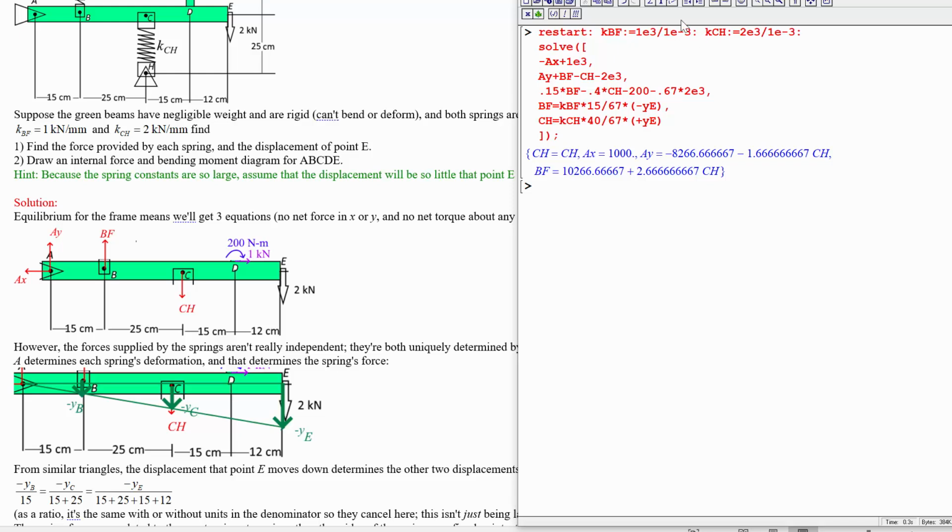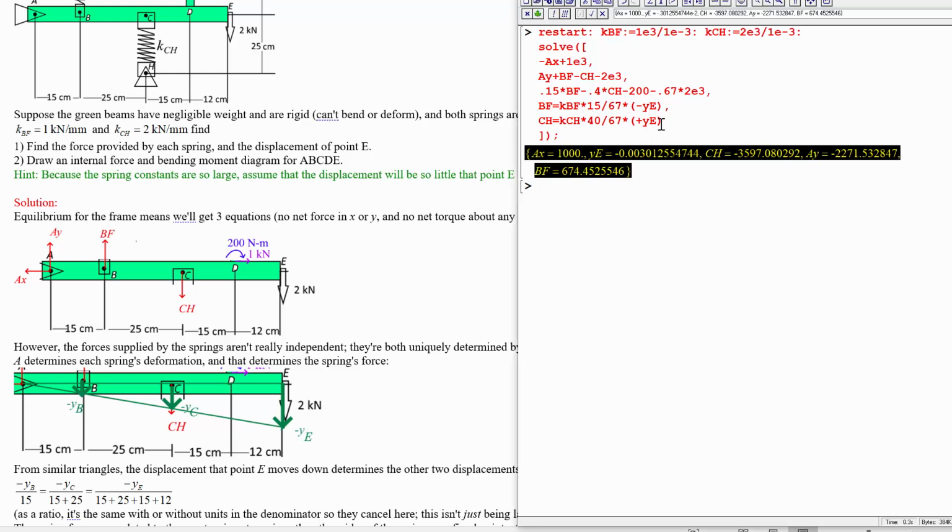So this is going to be like multiplying it by 1,000. So if it's 1 kilonewton per millimeter, that would mean it's a meganewton per meter. So these springs are likely not going to move all that much before they're producing forces that are quite large here. Okay, let's see. So with this extra information, we've determined what CH is, what AY is, what BF is, and also what YE is.